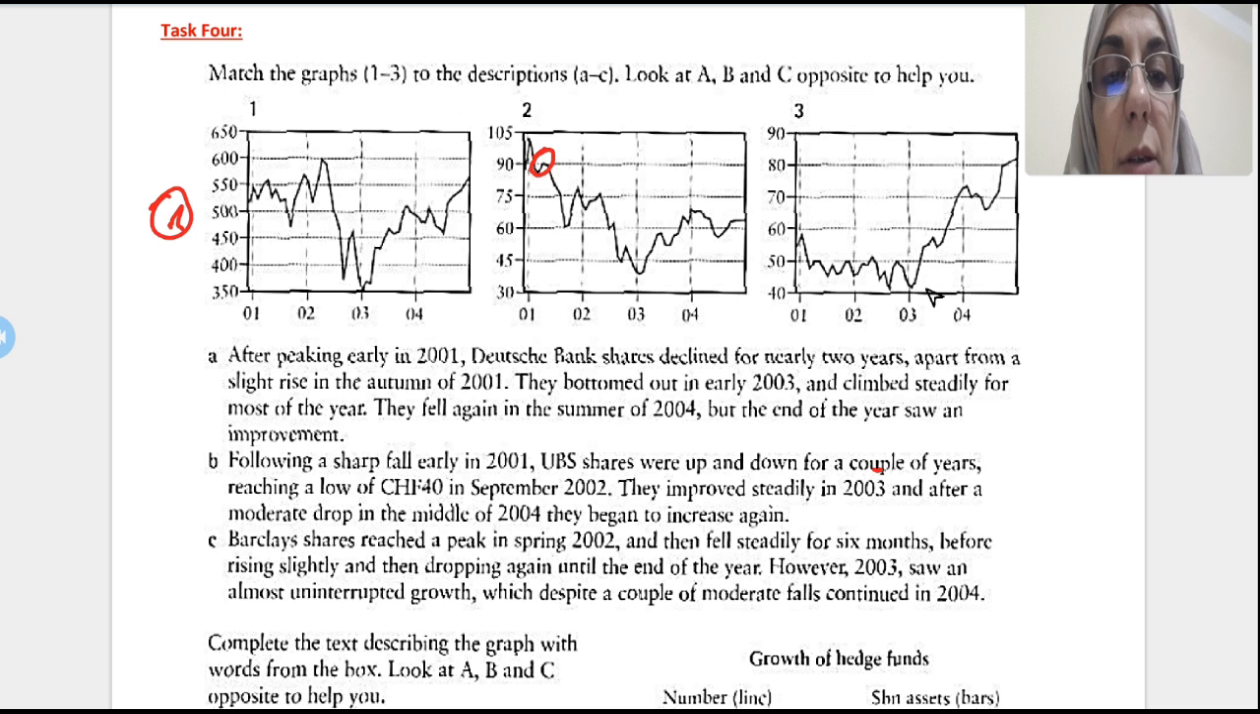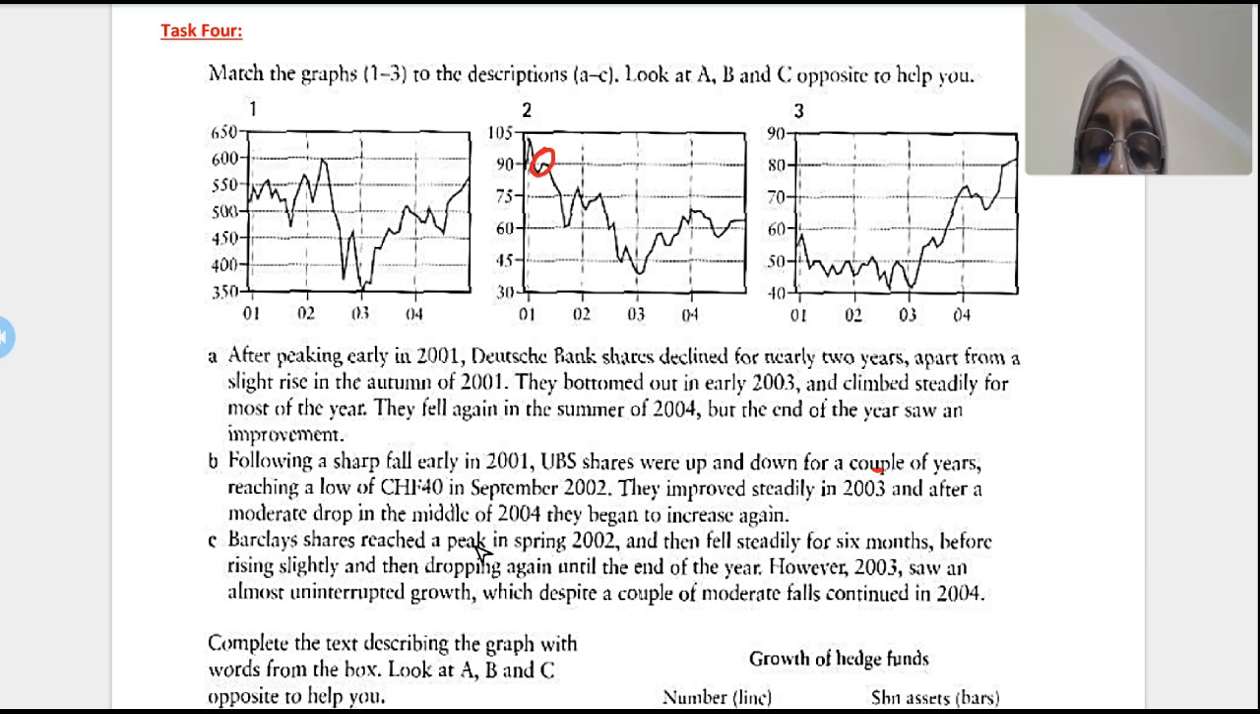yes, it went up steadily. And after a moderate drop in the middle of 2004, a moderate drop, a small drop in the middle of 2004, they began to increase again. There is a growth or an increase. Now C, it's with the remaining, it's with graph number 1.